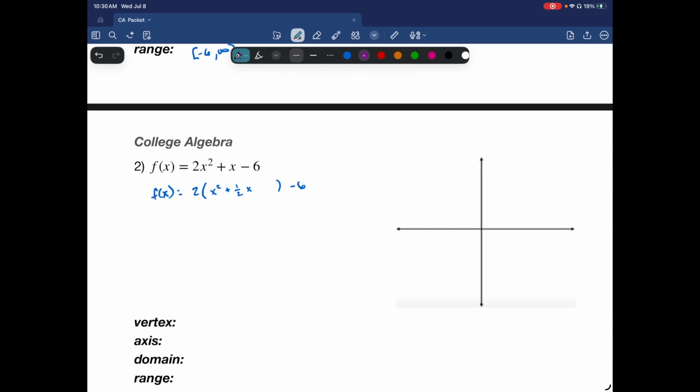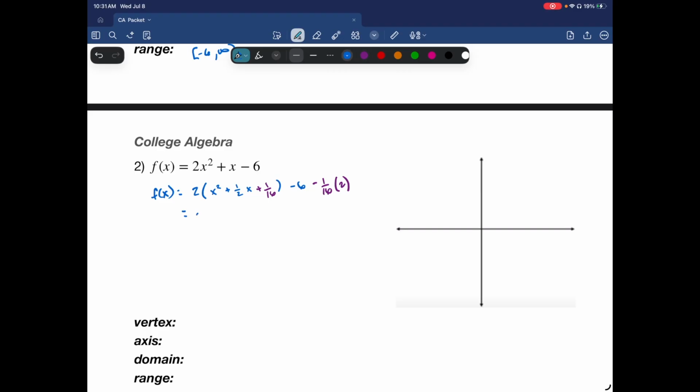Okay, so half of a half is a fourth. And if I square a fourth, I get 1/16. Now, I'm not subtracting 1/16. I'm subtracting 2 times that because of that 2 out front. Okay, so let's clean this up.